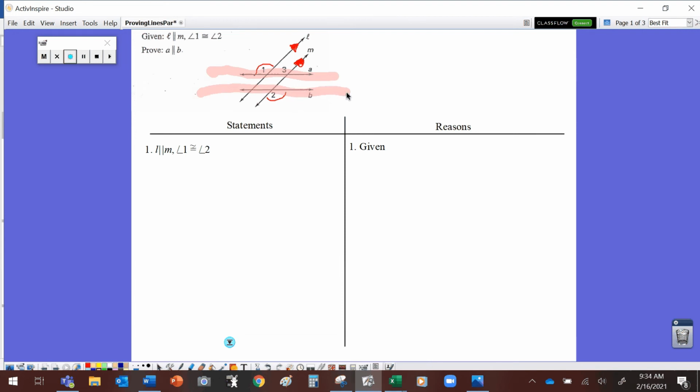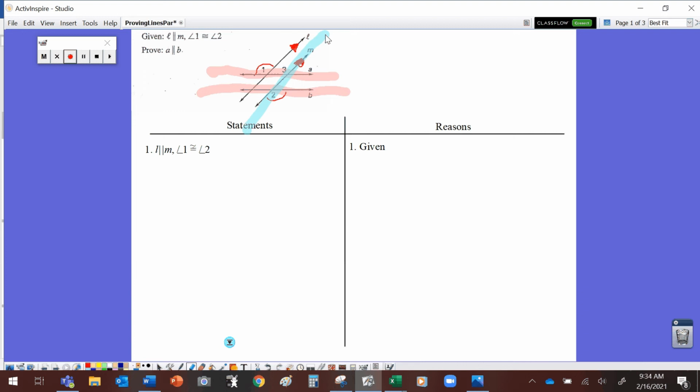Now, when I look at this diagram, I see two different transversals. I see line L as a transversal going through those two lines, and I see line M as a transversal going through those two lines. Any angle pair that we're talking about has to be on the same transversal. Since I'm only given angles 1, 2, and 3, those are really the only ones that I can work with. So I have to pick two angles that are on the same transversal. Well, the only two angles that are on the same transversal are angles 2 and 3, which are both on line M. So those are the ones that I'm going to have to work with.